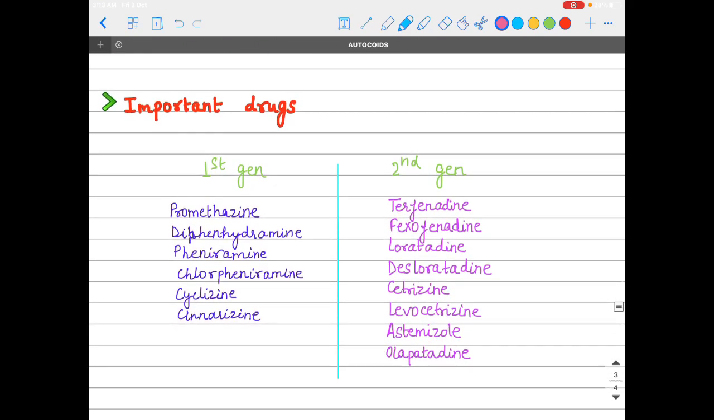Some important drugs, let's discuss the first gen and the second gen antihistaminics. The first gen ones are promethazine, diphenhydramine, pheniramine, chlorpheniramine, cyclizine and cinnarizine. The second gen antihistaminics are terfenadine, fexofenadine, loratadine, desloratadine, cetirizine, levocetirizine, astemizole, olopatadine.